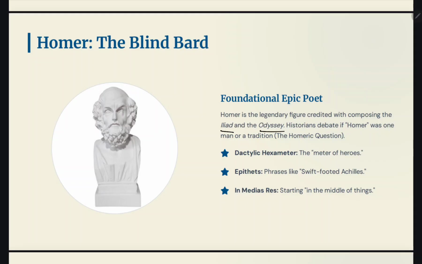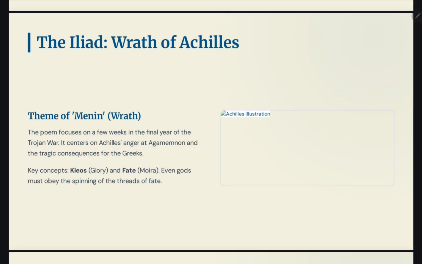Homer teaches us something profound. A writer's work can become immortal even when his biography disappears. The Iliad, Wrath of Achilles. When students hear Trojan War, they think the story is about Troy. Actually, Homer is more interested in people than battles.